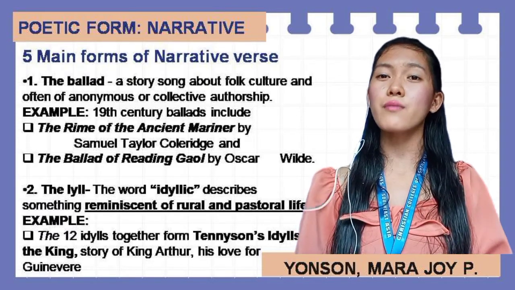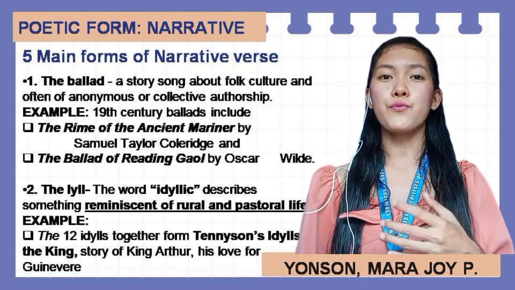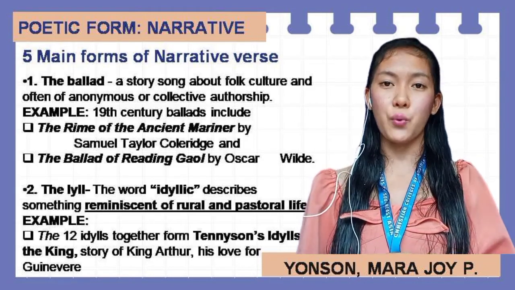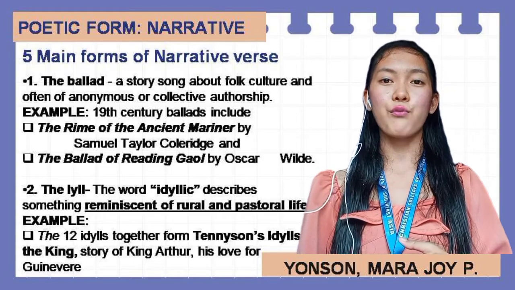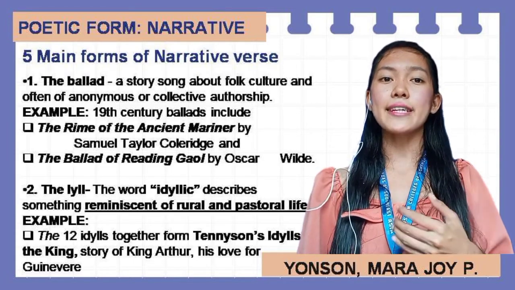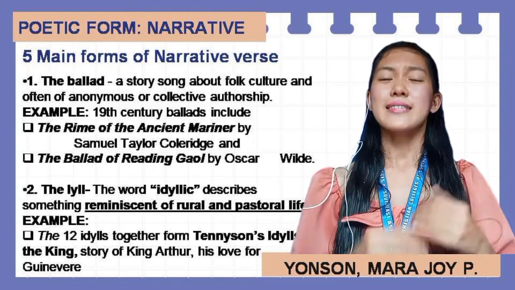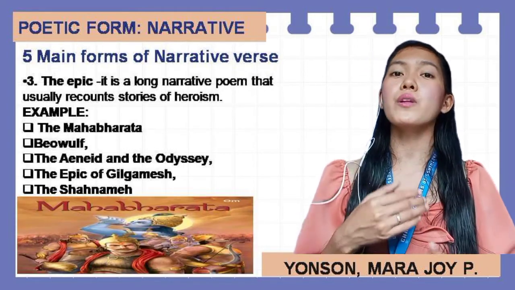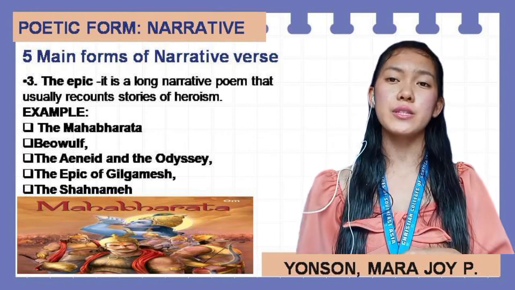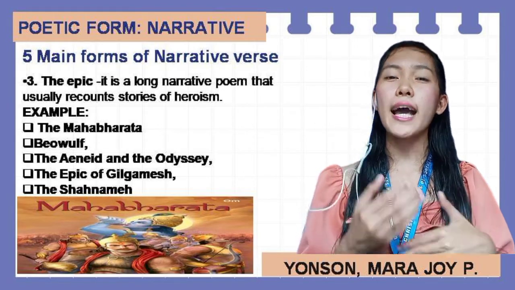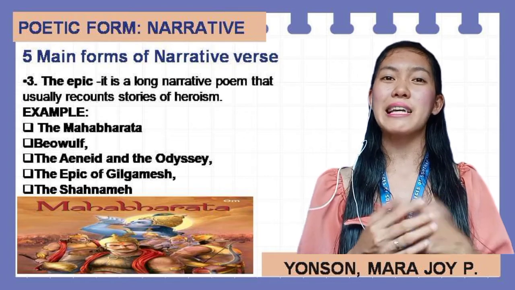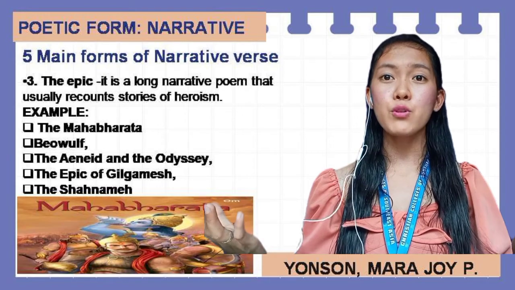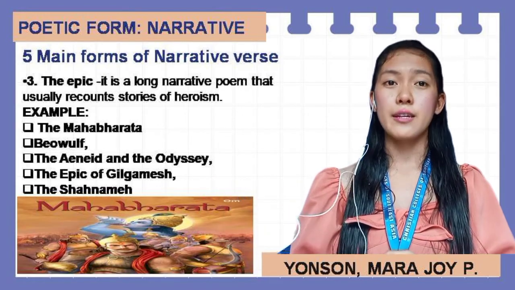For example, the 12 idylls together from Tennyson's Idylls of the King, which retells the story of King Arthur, his love for Guinevere, and the story of his kingdom. The next in line is the epic. It is a long narrative poem that usually recounts stories of heroism, where the protagonists of epic poems are often kings, knights, heroes, or else extraordinary people who change the fate of their history.